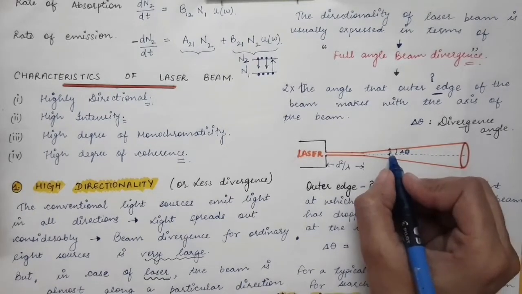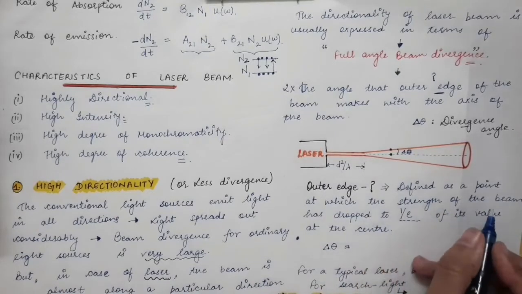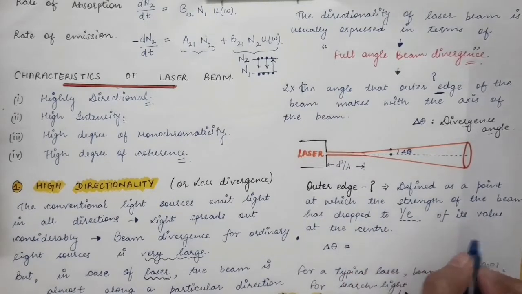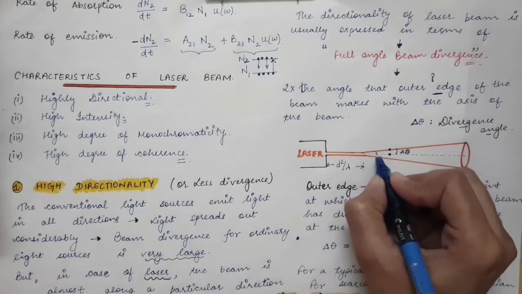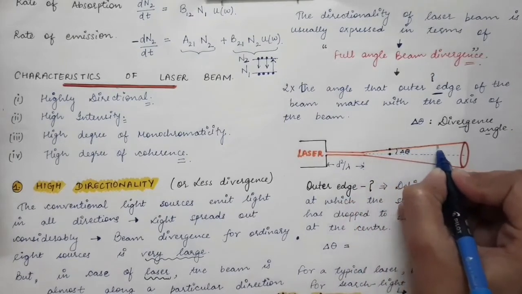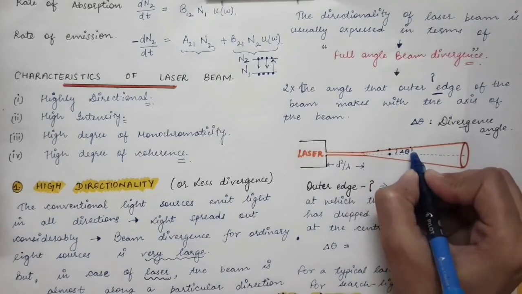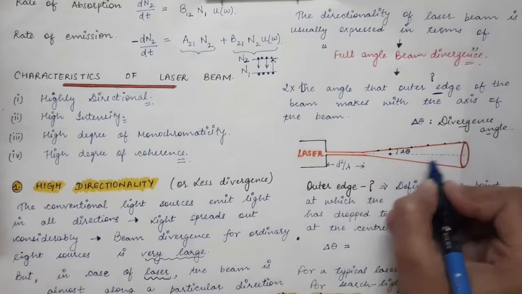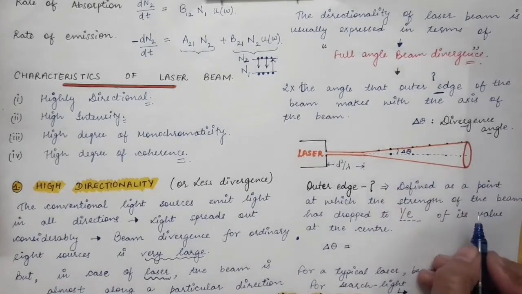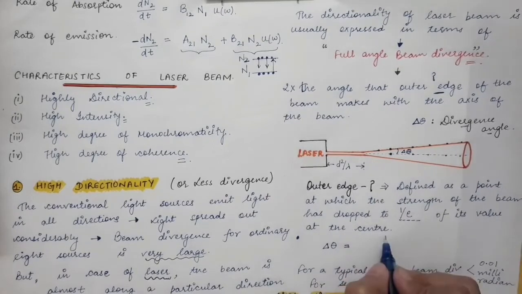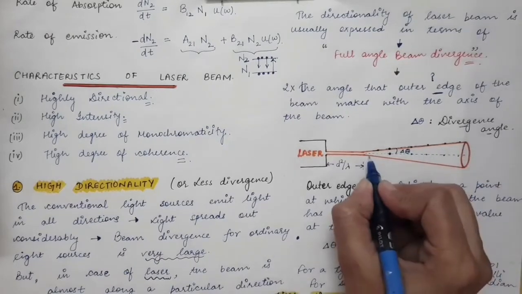So outer edge is defined as a point at which the strength of the beam has dropped to 1 by e of its value at the center. This is how we define the outer edge, and this will make a cone. So you will find the outer edge with respect to the intensity at the central point. The point where the intensity is 1 by e of its value at the center will be the outer edge. So the outer edge of the beam will look like this.